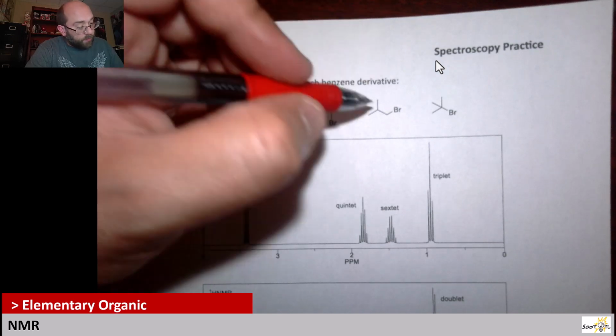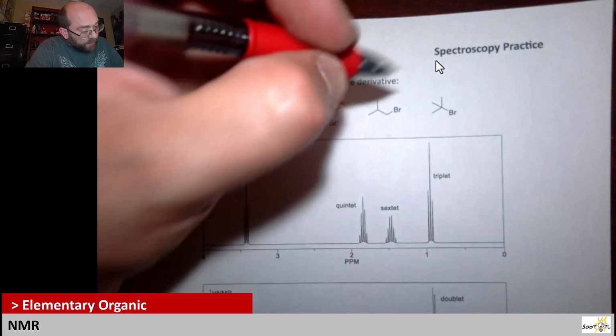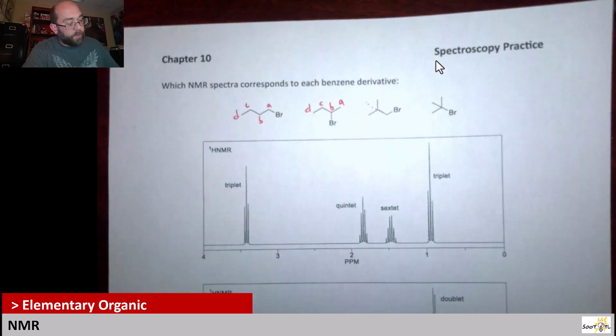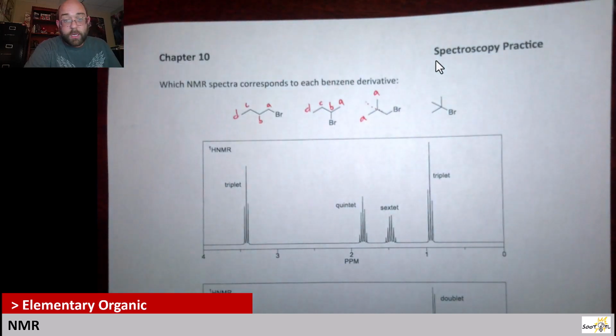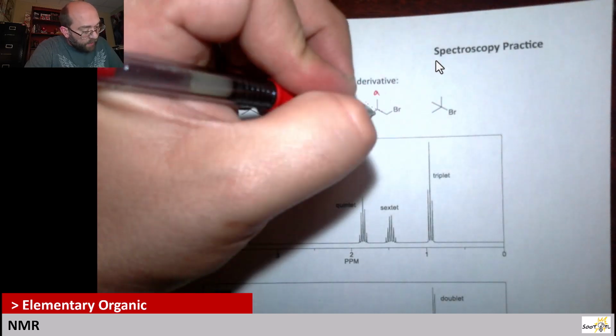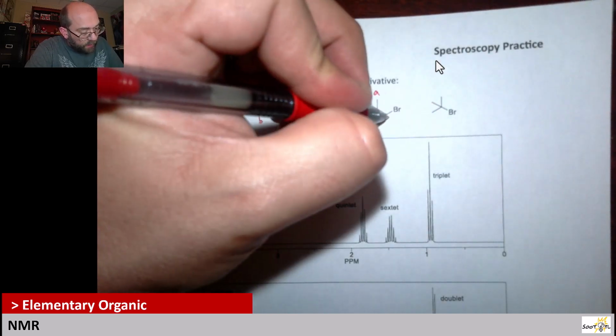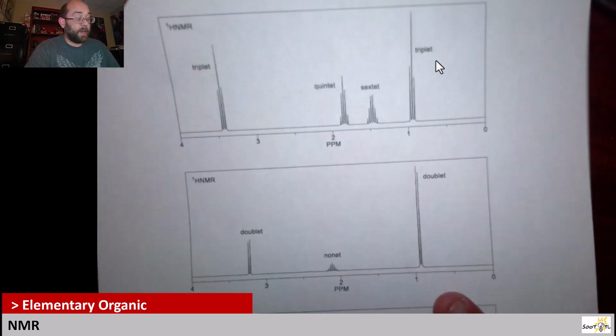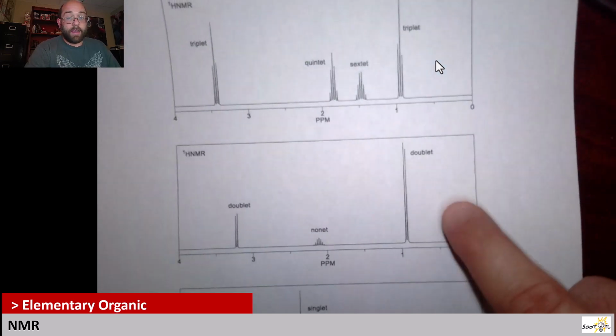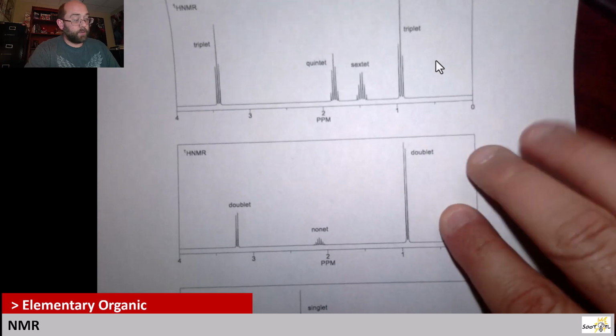All right, for this one, this actually does have symmetry in one part of it. That means these 2 sets of hydrogens are identical, so I labeled them both as A. Then I've got a hydrogen here as B and a hydrogen there as C. So this would only have 3 signals. So I can go ahead and say probably that's this one right here because it only has 3 signals.